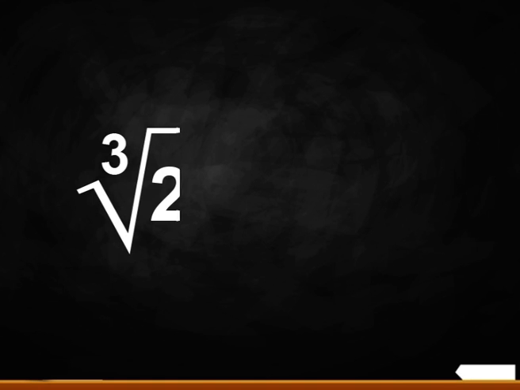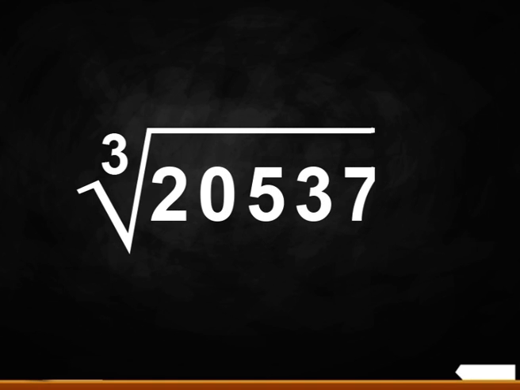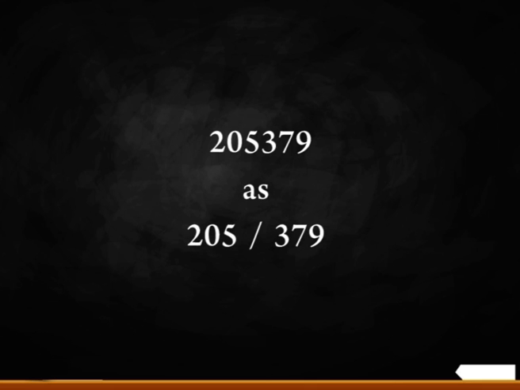Let us take up one more example. Let's find out the cube root of 205,379. Can you tell me which is the first step to solve the cube root of this number? Yes, we need to put a slash before the last three numbers. Therefore, we represent 205,379 as 205/379.